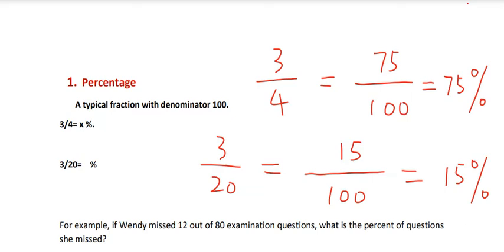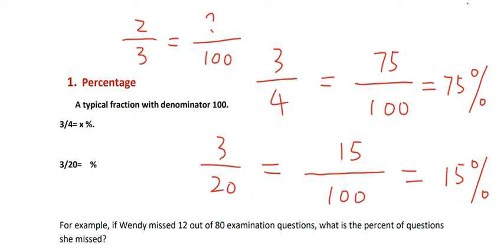So here, if the denominator we can easily change to 100, then we just use this one: 20 multiplied by 5 becomes 100. 4 actually multiplied by 25 becomes 100, right? But if the denominator is not so easy to change to 100, let's say 2 over 3 equals something over 100.